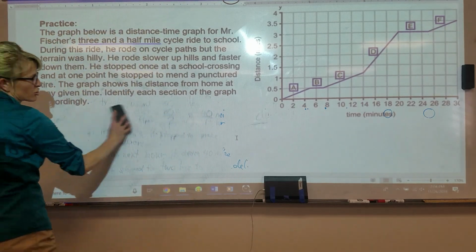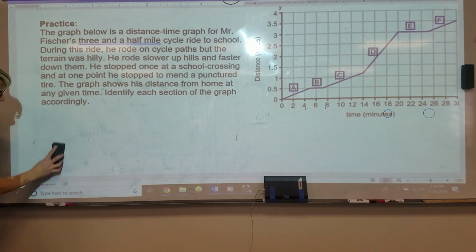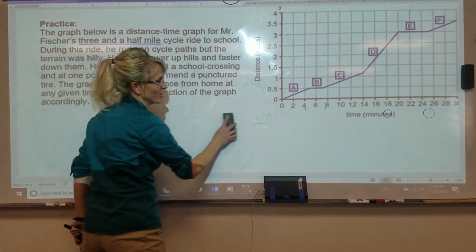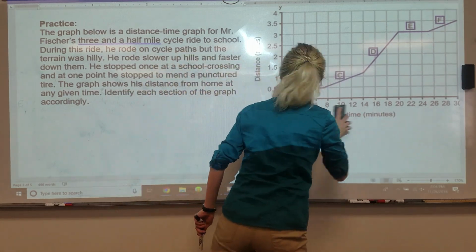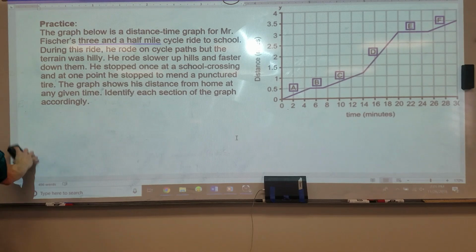What happened, describe for me a scenario, and this is going to be Mr. Fisher. If you don't know, he doesn't have a car, so he drives to school every day on a bike. That's not driving, but he rides on a bike. And this is actually pretty accurate to what he does. The graph below is a distance time graph for Mr. Fisher's 3.5 mile cycle ride to school.